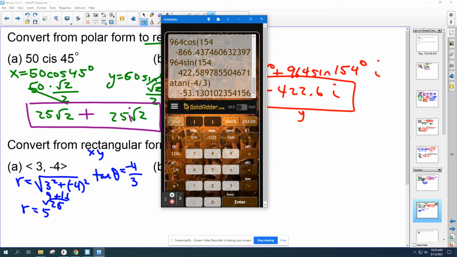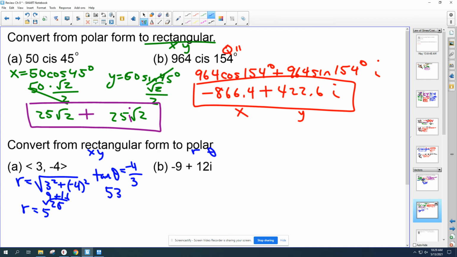Gives me negative 53.1, okay? But that's not really negative 53.1. What you've got to force yourself to do is remember to look at where we are. Where are we? When you look at this, 3, negative 4 takes you right and down. That puts us in quadrant 4. So I don't want you to say this answer is negative 53.1 because it's not. It's 53.1 in the fourth quadrant.